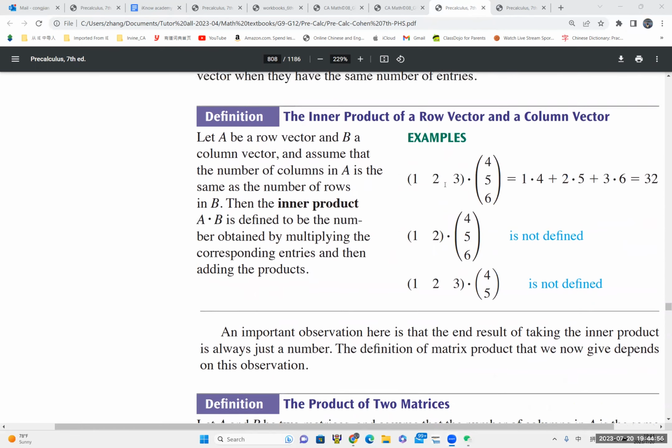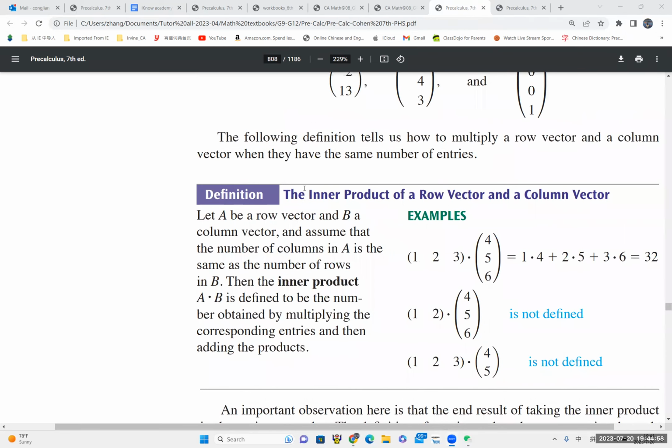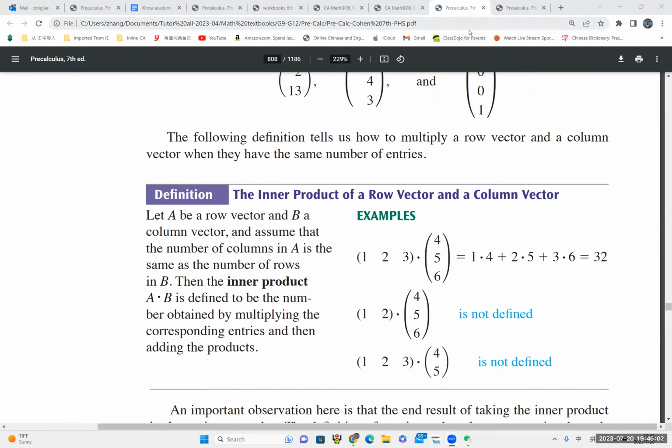Then we also have to grasp here. They need to have the same size. Here means the number of columns is the same as the number of rows of this second matrix. Only this way they can do an inner product.